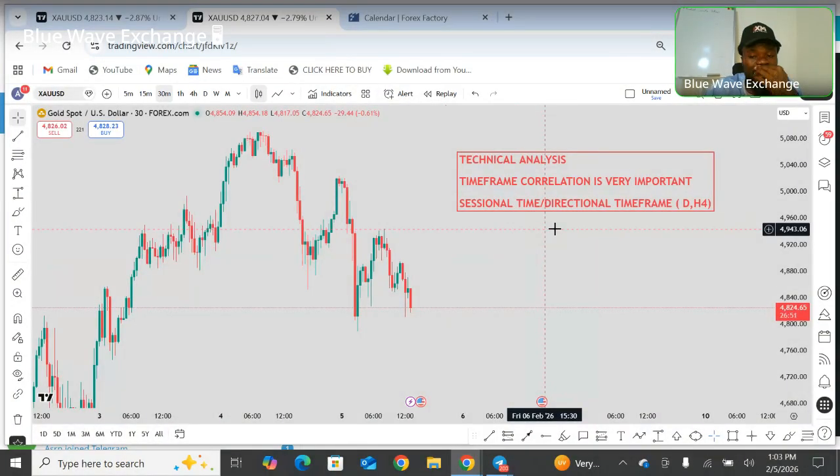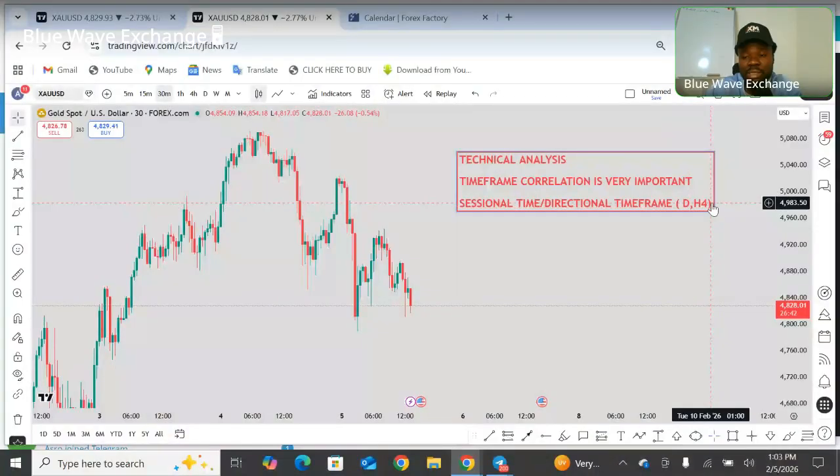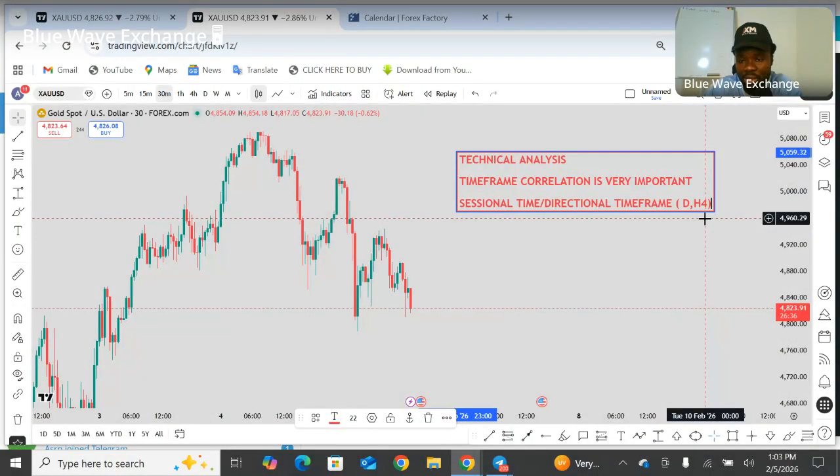So when you are deciding your directional time frame, this time frame is going to be your guide. This is what is going to guide you when you move towards your lower time frame. This is going to give you the direction on what to do. So the H4 time frame is going to be, please a moment.